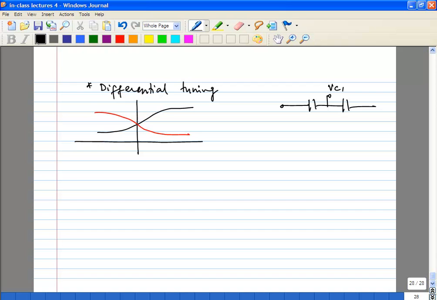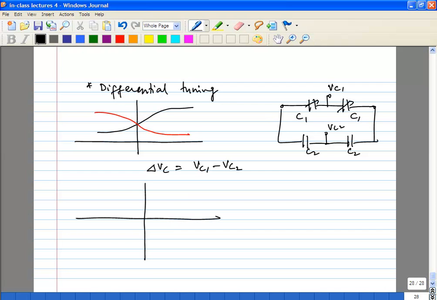So this can be VC1, and VC1 minus VC2. In which case, if you plot your frequency versus delta VC, earlier you only got this much, now you can get some extra tuning on the lower end.